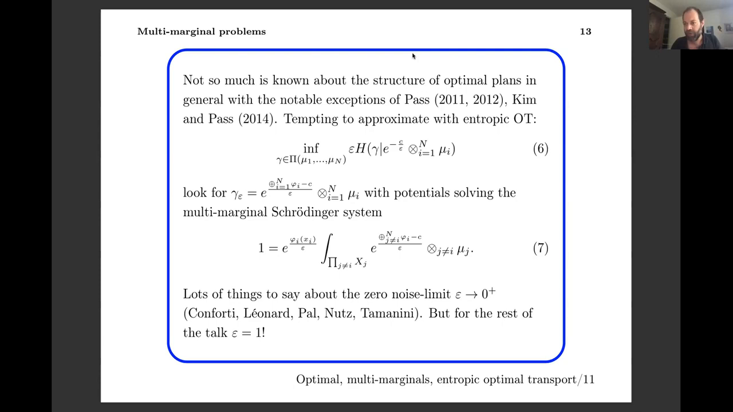Okay, so the first question is: is this system well-posed? So you give yourself mu_i's, you give yourself a cost c, and you want to solve this system. Is there existence, uniqueness? Does the solution depend smoothly on the data? And this is what I want to discuss now.